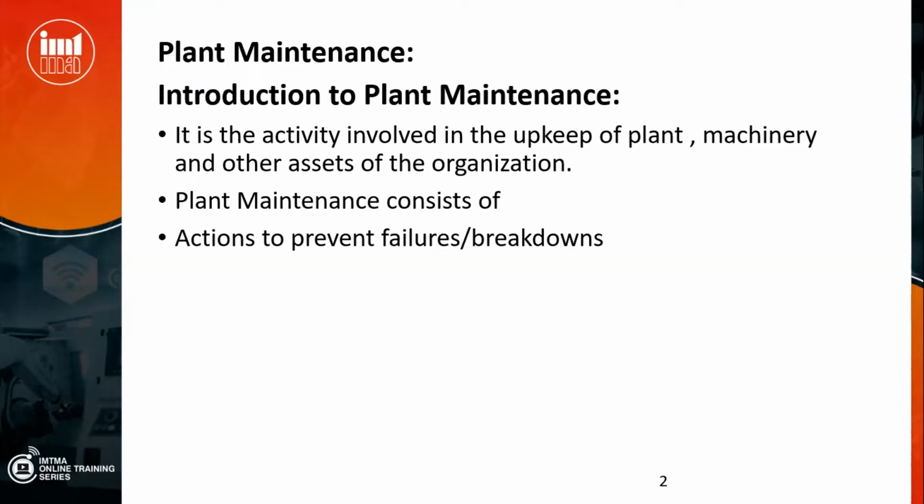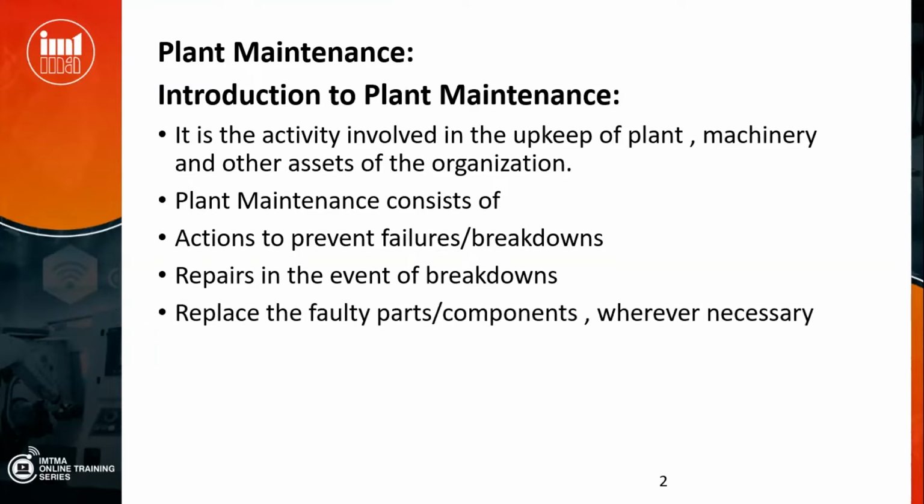It consists of various activities. For example, actions to prevent failures and breakdowns of an equipment. That is one of the main purposes of maintenance. Repairs in the event of breakdowns. Even though our effort is to avoid breakdowns, you can't make them totally zero. There will be some breakdowns. In case of such breakdowns, the effort of maintenance is to attend immediately and see that the machine is made available for production. Next is to replace the faulty parts and components wherever necessary. This is also part of maintenance.